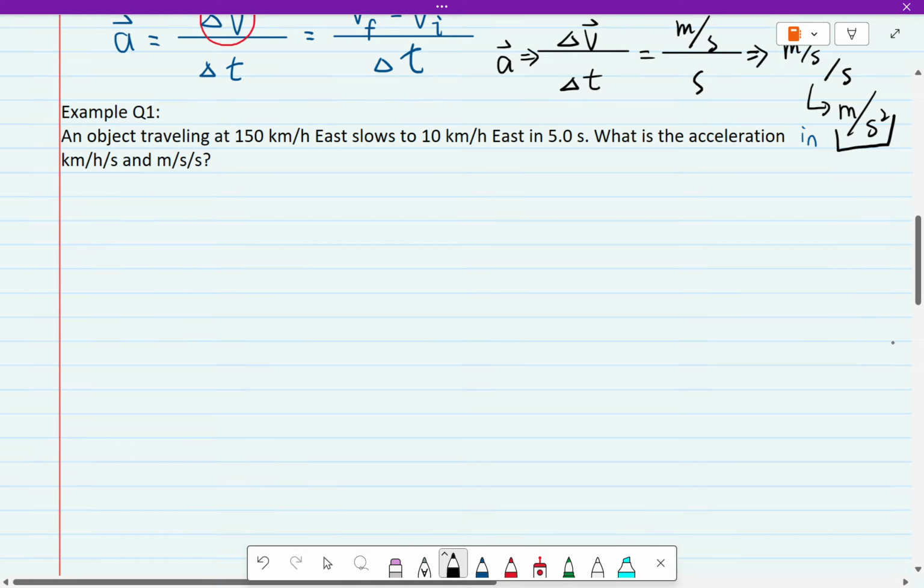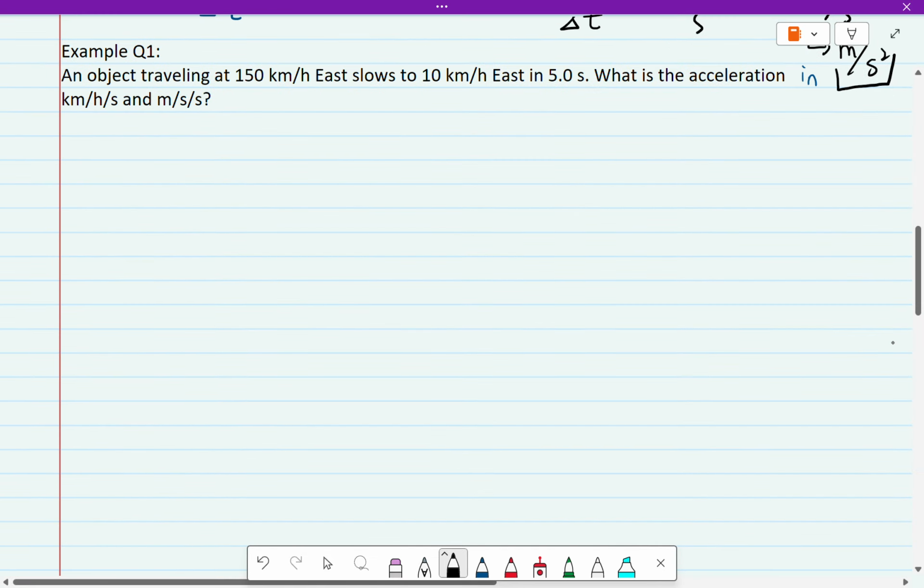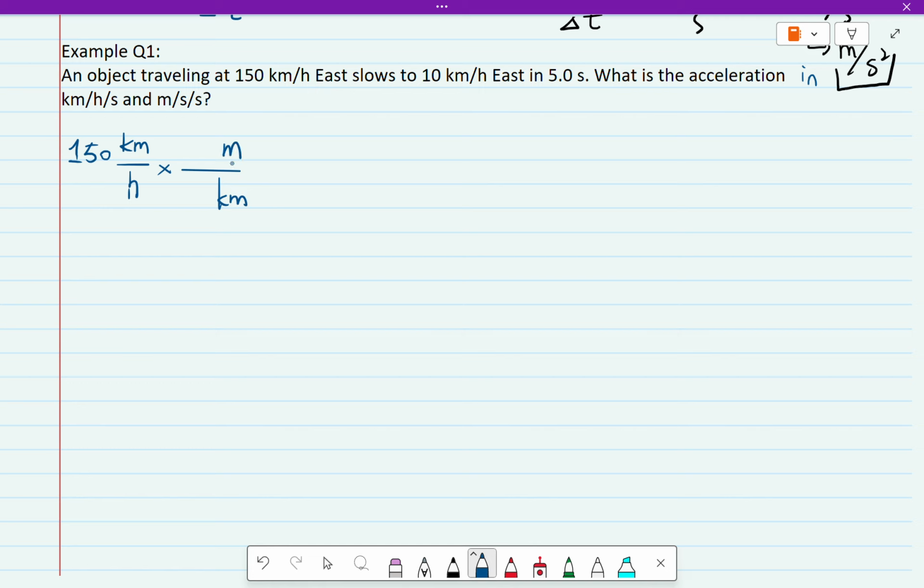So now let's delve right into this question. How can we do this? First we can see that neither of this data right here nor this data right here is in SI units, so we really want to convert them into meter per second first. How can we do that? Still using dimensional analysis, for 150 kilometer per hour, we want to get rid of this kilometer and get a meter here.